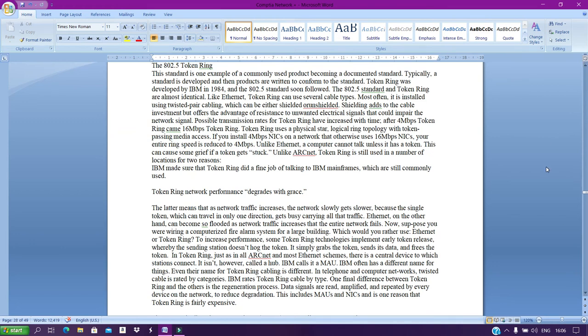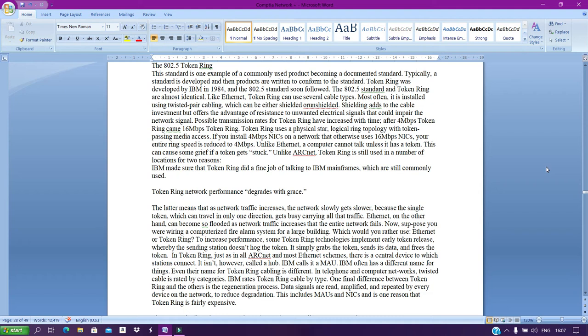The 802.5 token ring. This standard is one example of a commonly used product becoming a documented standard. Typically, a standard is developed and then products are written to conform to the standard. Token ring was developed by IBM in 1984, and the 802.5 standard soon followed. The 802.5 standard and token ring are almost identical.